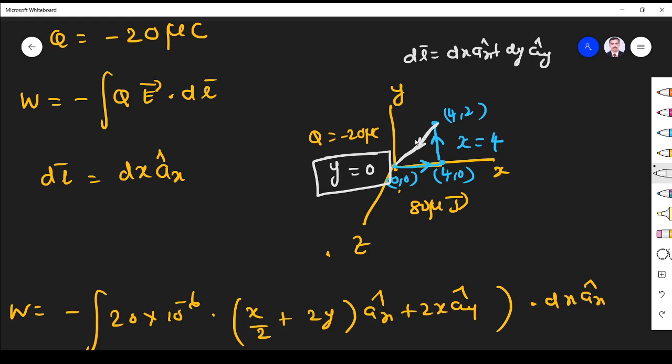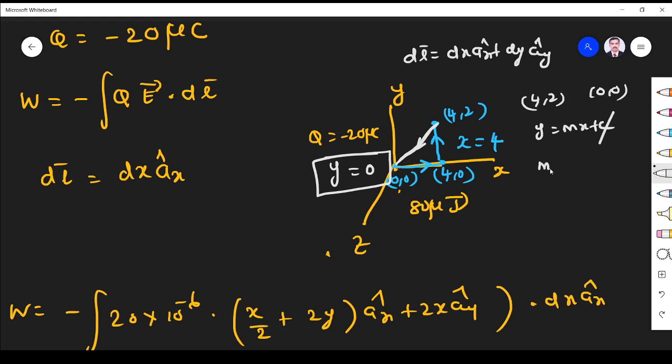Now what is the equation of this line? That is also very important. Here you see the points are (0, 0) and (4, 2), so x and y. For that we use the y = mx + c formula. It is intercepting at the origin, so c is 0.